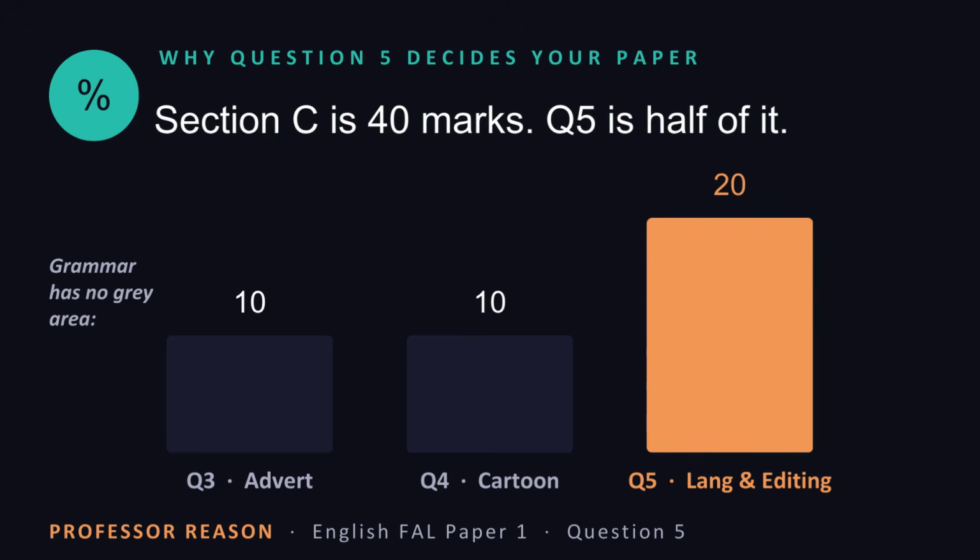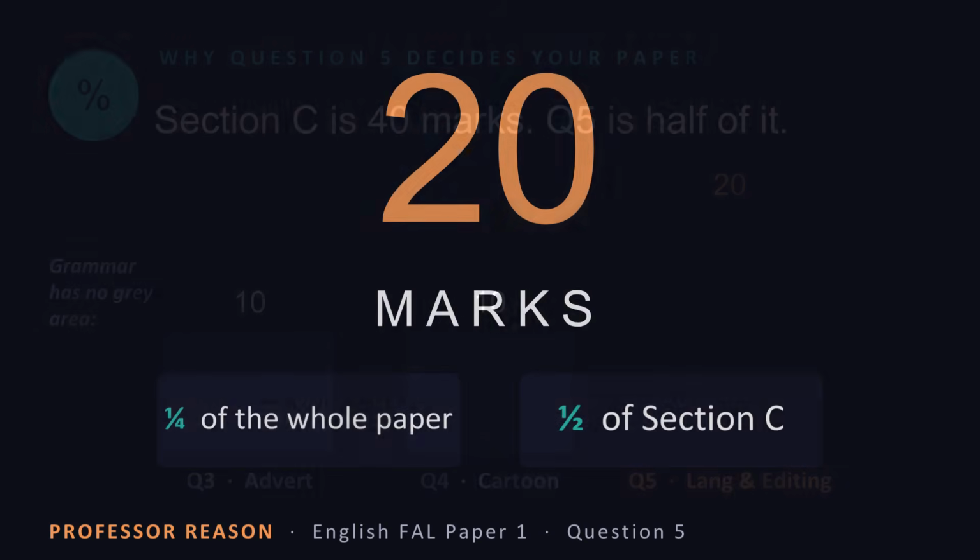Section A comprehension is 30 marks, and a lot of it is open to interpretation. Section B, that is summary, and it's 10 marks. But section C is 40 marks, and question 5 alone is 20 marks of those, split into a language passage worth 14 marks and a short picture text worth 6 marks.